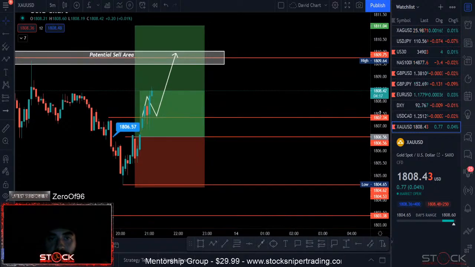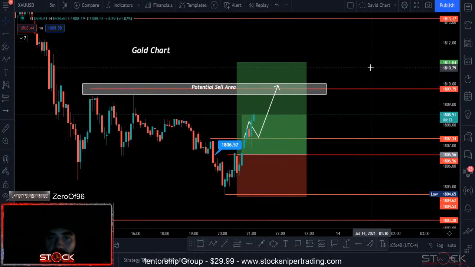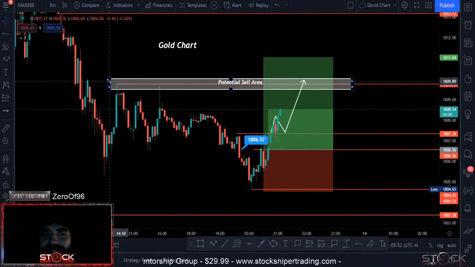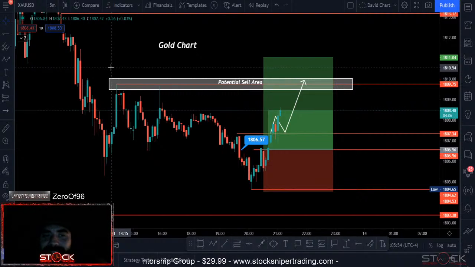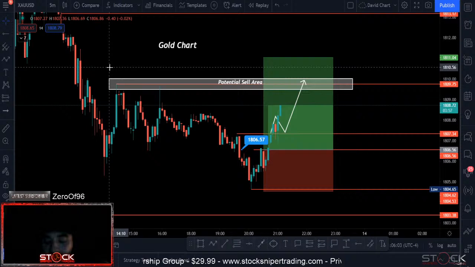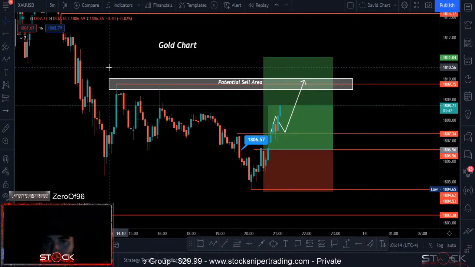Okay, guys, gold is making a nice move. In my group, this is where I had a sell limit. I had it at 1810 last night, and it ended up running overnight, roughly 100 pips today. So I'm already in profit. Let's just wait and see here what's going to happen.